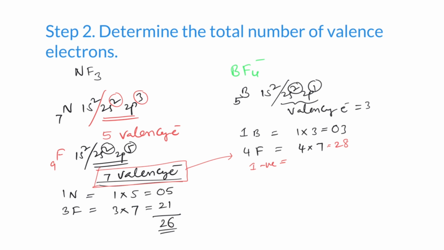therefore we have to add an electron. Therefore this is 1 into 1, that is 1. Totally, this is 32 valence electrons. So keep in mind here 26 is there, here 32 valence electrons is there.